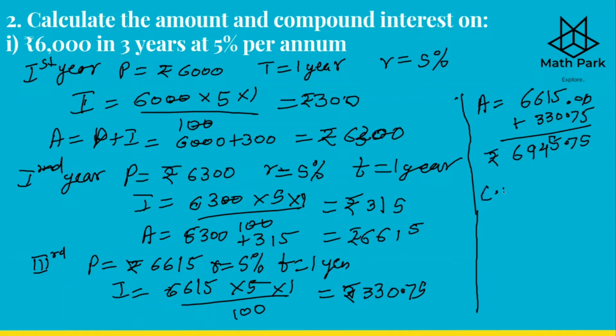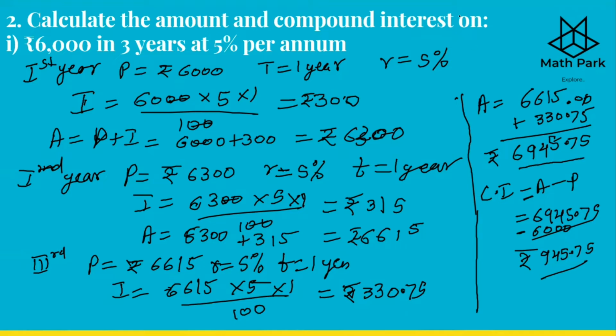Now, the compound interest is equal to amount minus principal, A minus P, which is 6,945.75 minus the initial principal, which was 6,000. When we subtract this, we get rupees 945 and 75 paise as the compound interest, and the amount is 6,945 and 75 paise.